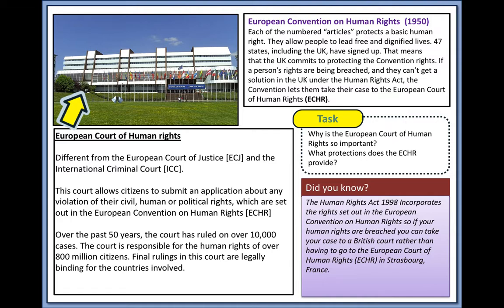The European Court of Human Rights, as you can see there, is also located in the same place as the International Criminal Court. This court allows citizens to submit an application about any violations of their civil, human or political rights, which are set out in the European Convention of Human Rights. Over the past 50 years, the court has ruled on over 10,000 cases. The court is responsible for the human rights of over 800 million European citizens. Final rulings in this court are legally binding for the countries involved.